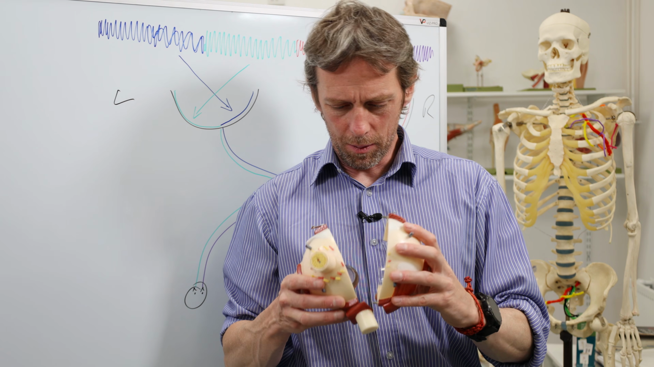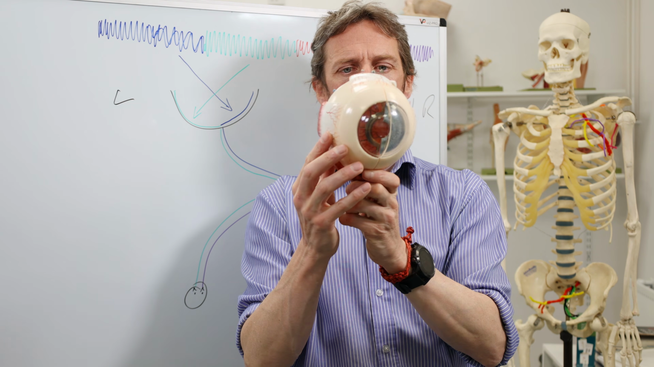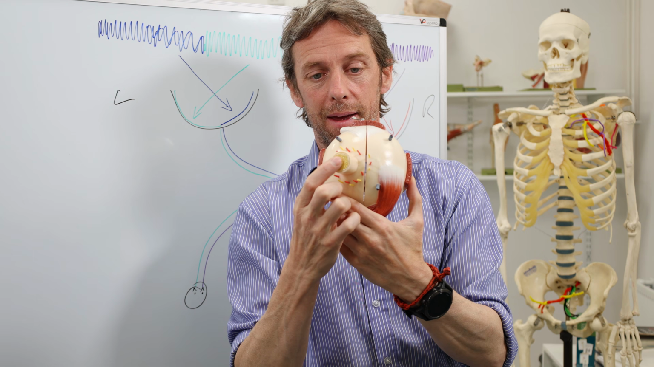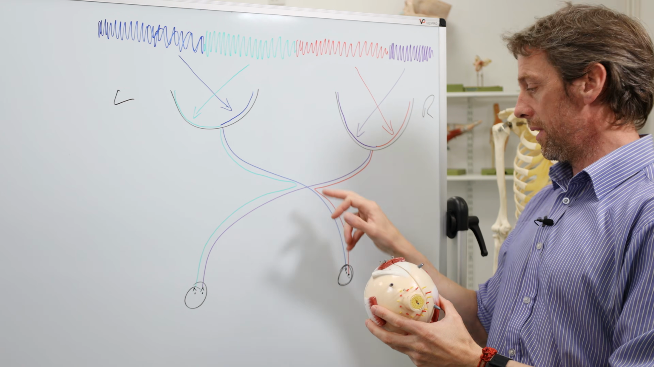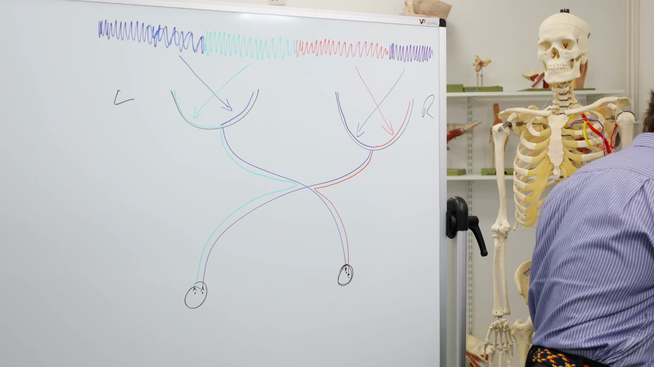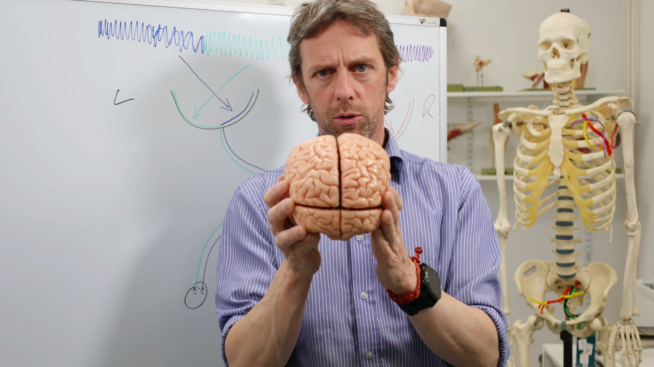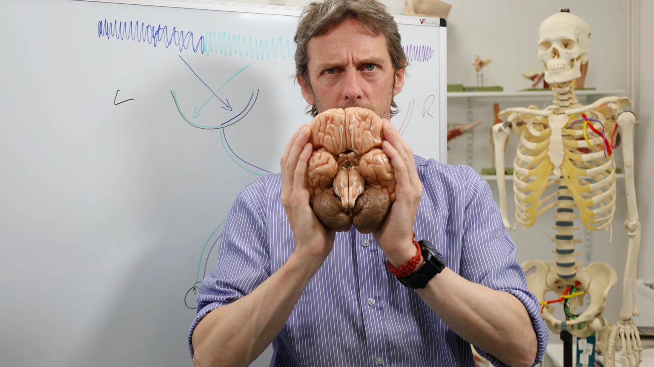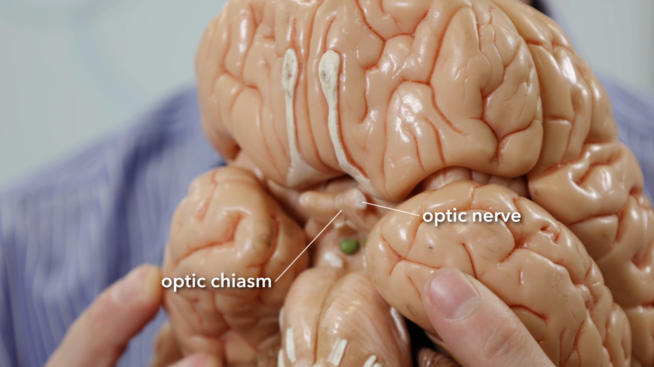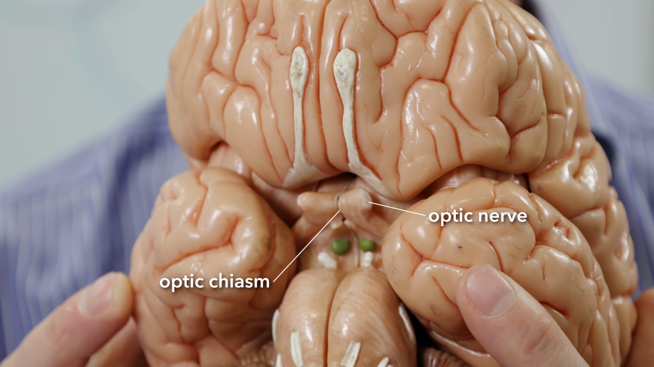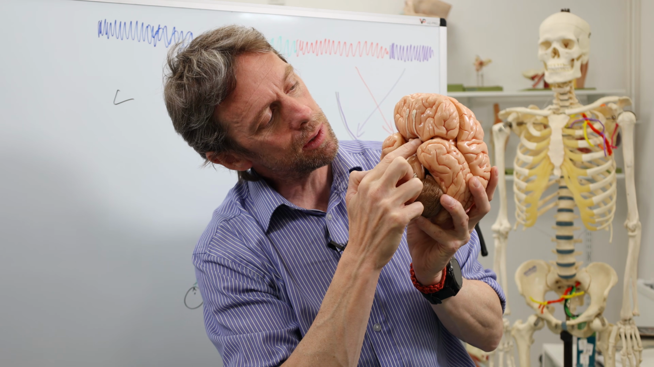If we go back to our model of the eye, there's the optic nerve there, leaving the retina. So that's the optic nerve there. Those two optic nerves run together and they meet at the optic chiasm where they cross over. Now the optic chiasm sits just above the pituitary gland. So there's the optic chiasm there, and you can see it.